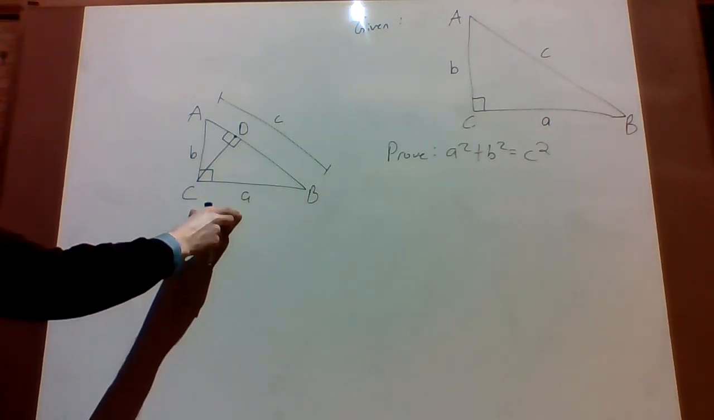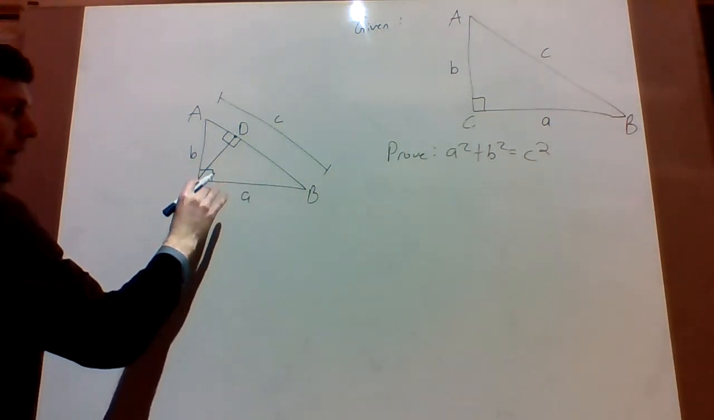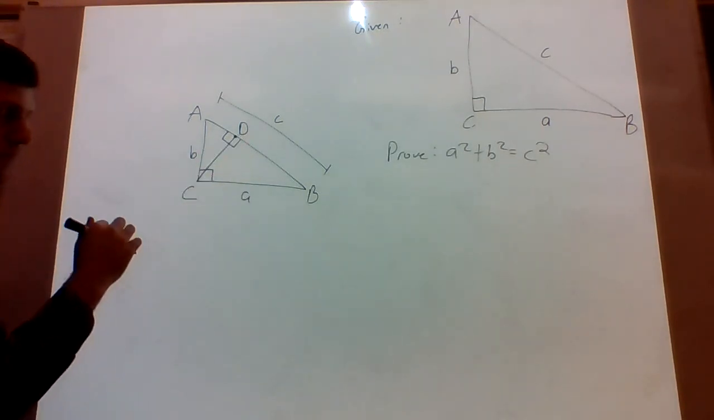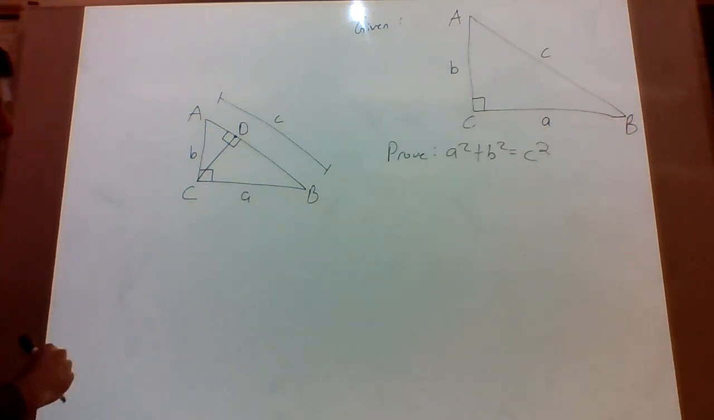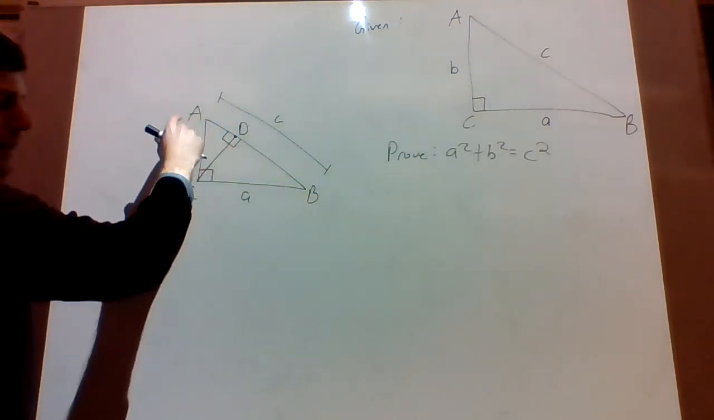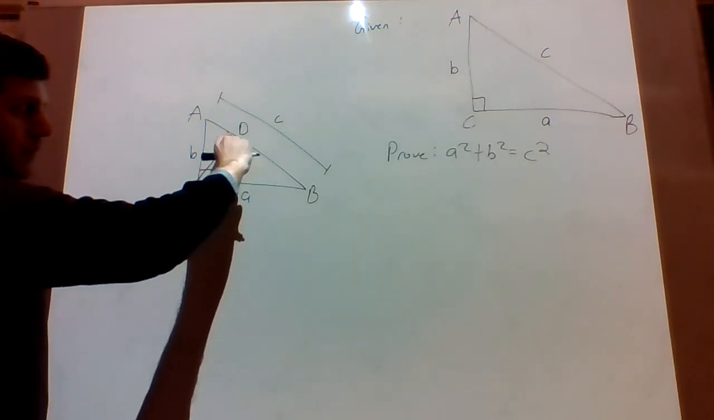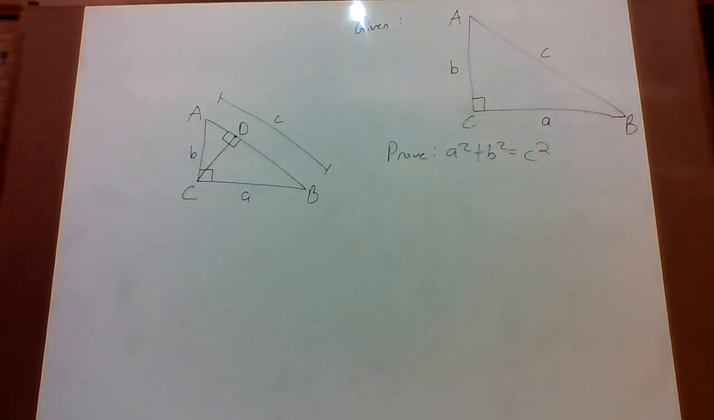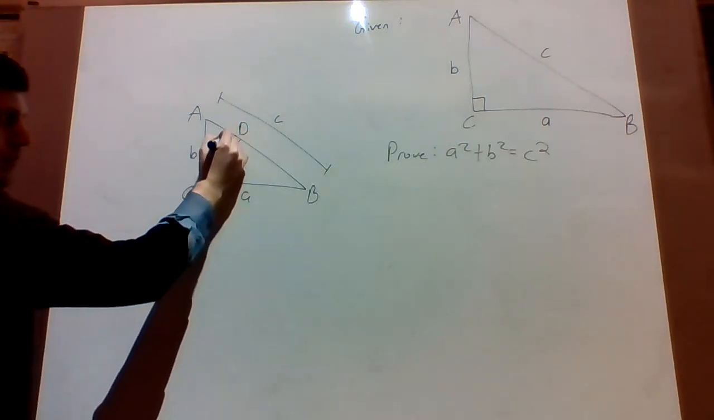I've redrawn it here. What I've added to it is a line CD that is perpendicular to AB. So we have a line AB. There's going to be a point D on line AB such that when we make a segment CD, it's going to be perpendicular to AB. So we've included a line that's perpendicular.